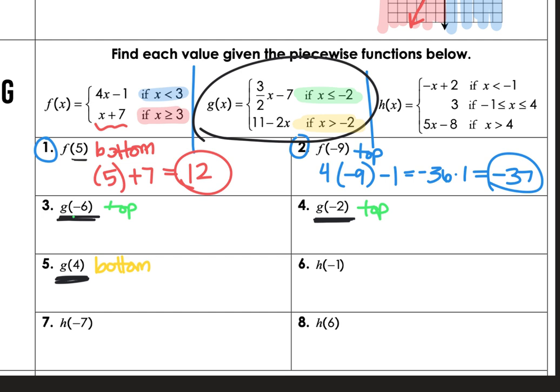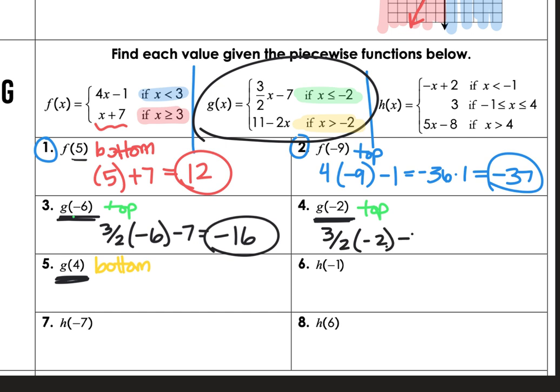So -6 in the top equation is going to be 3 halves times -6 minus 7. And we can use a calculator to get that output if we need to. -18 divided by 2 is -9. So this is -16, I think. All right, -2 also belonging to the top equation, so I'm going to evaluate it in the same function. -2 minus 7, that's going to be -3 minus 7, which is -10. And then lastly, I'm going to evaluate 4. This one's in the bottom equation, so 11 minus 2 times 4 equals 3.